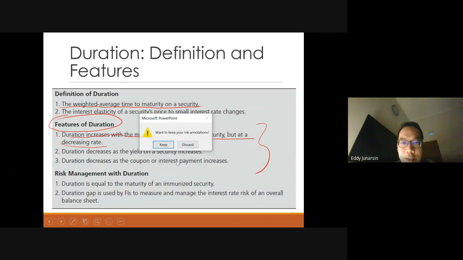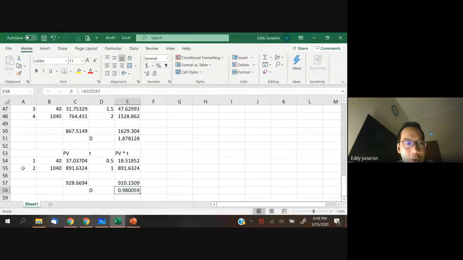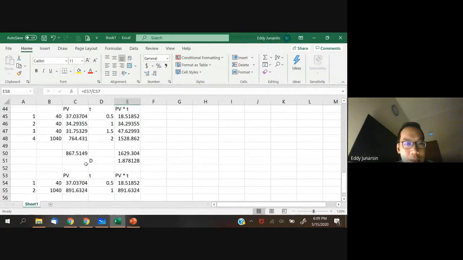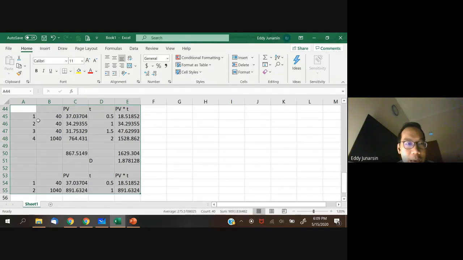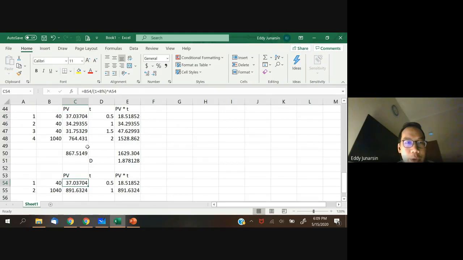So we prove it here. We have proved it in Excel. For example, you compare these two. They're exactly the same, except that this is 2 years and this is 1 year, because they have the same coupon rate. The coupon rate is 8%, and the market rates are also the same. The market rate is 16% per annum, right?